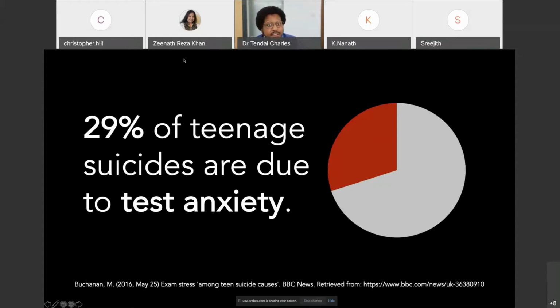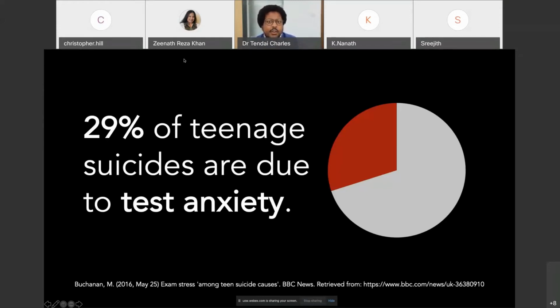And quite surprisingly for me, when I read this article, there were more suicides committed due to test anxiety than compared to bullying. And so we know that bullying is harmful and dangerous, but I don't think people are fully aware of the stress involved in exams.